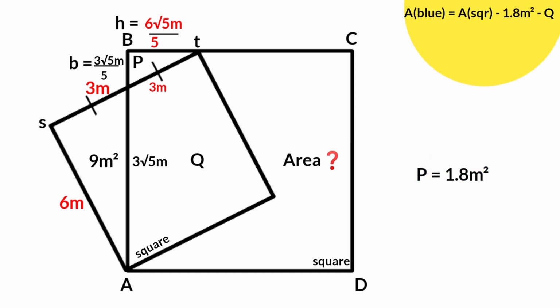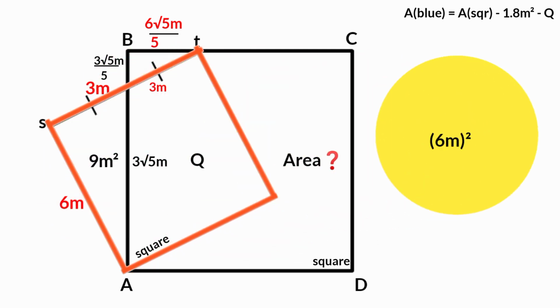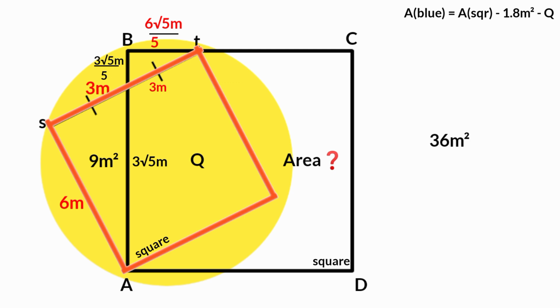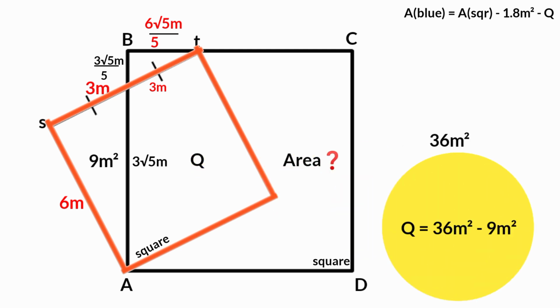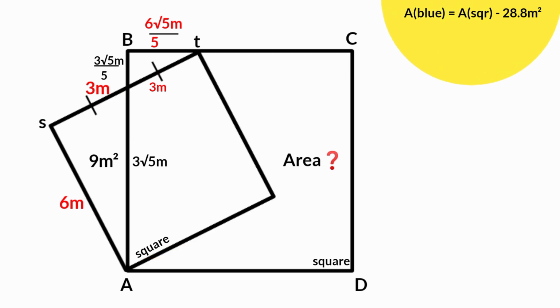We substitute here. Now this square, if you look, has one of its lengths to be 6 meters. And we know the area of a square is calculated by the square of the length of one of its sides. That is, the area of this square here is 6 meters all squared. 6 meters all squared is 36 meters squared. Now from this, if you subtract this 9 meters squared, we're going to be left with the area of Q. So Q equals 36 meters squared minus 9 meters squared, which is 27 meters squared. We substitute here. Minus 1.8 meters squared minus 27 meters squared is minus 28.8 meters squared. So area of blue is equal to area of square minus 28.8 meters squared.